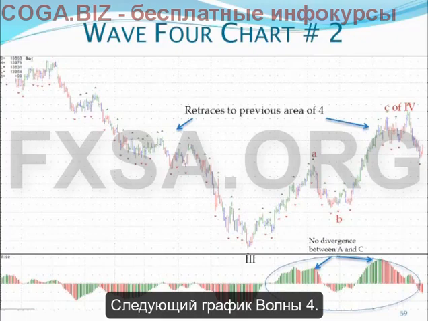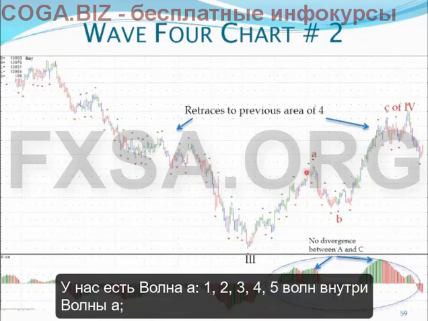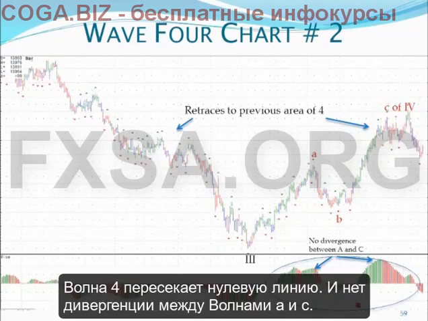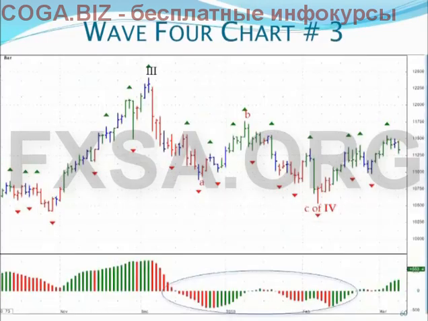Next chart on wave 4. Here what we have is the market coming down, creates that wave 3. Here's our peak. We have an A wave, 1, 2, 3, 4, 5 waves of A, 1, 2, 3 B, 1, 2, 3, 4, 5 waves of wave 4. Wave 4 crosses the zero line. There's no divergence between A and C. You'll also notice that this wave 4 was stopped or retraced to the previous area of wave 4 in the wave 3. So you'll see that happen quite often.